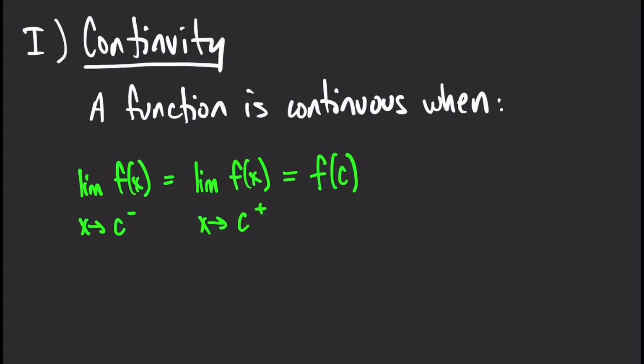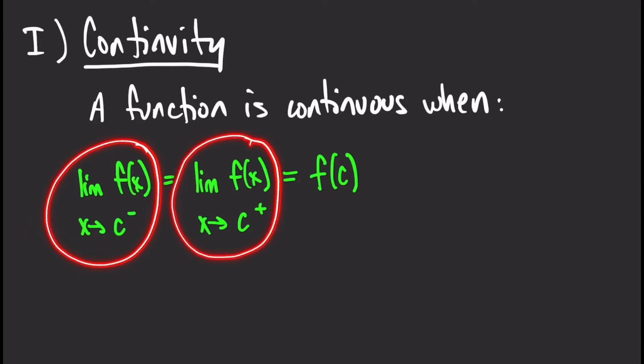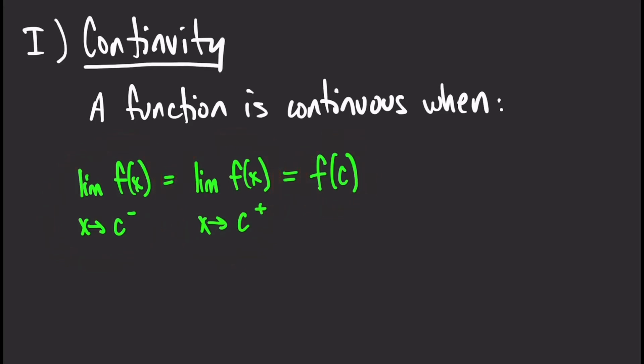So what are we saying here? We're saying the left-hand limit equals the right-hand limit equals the function evaluated at that x value. So basically what this gives us is a single pencil stroke. Okay, so you can go from negative infinity to positive infinity without lifting your pencil off the paper. That's what makes a function continuous.